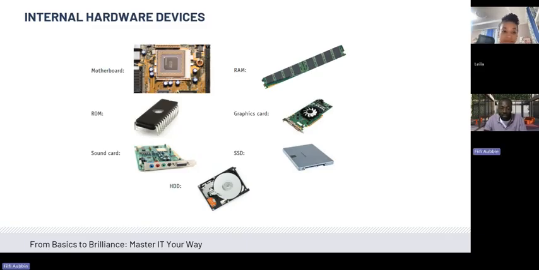So now we've discussed the typical internal components of the computer system, which is the hardware, because that is what we are talking about. The part we can touch, we can see, we can feel. We touch and we feel. So that is that for the internal hardware devices.